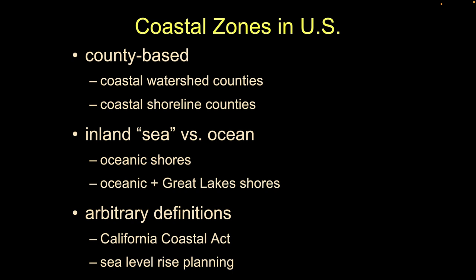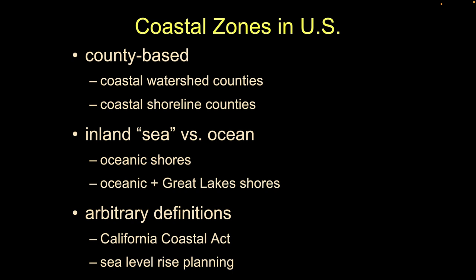And then we have arbitrary definitions. So definitions that, why are they the way they are? Just because is the short answer. The best example of that is the California Coastal Commission. We're not going to talk in detail about the Coastal Commission today, but we will later. But suffice it to say, it's why our legally defined coastal zone in California varies tremendously depending on where we are in the state. And it's a 100% political decision.